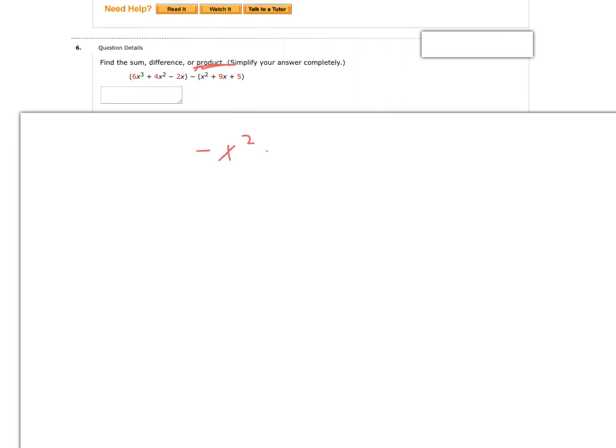And we get negative x squared minus 9x minus 5. It's going to change everything in there. And then we're just going to combine like terms to get our final answer. Oops, forgot my negative 2x.